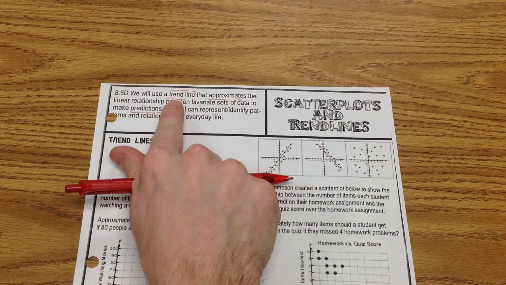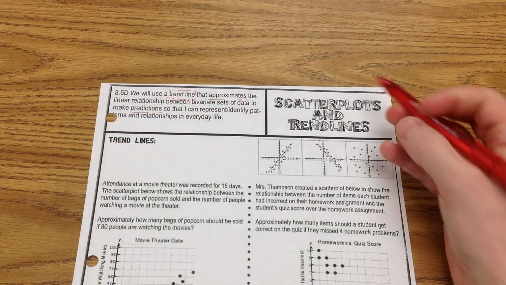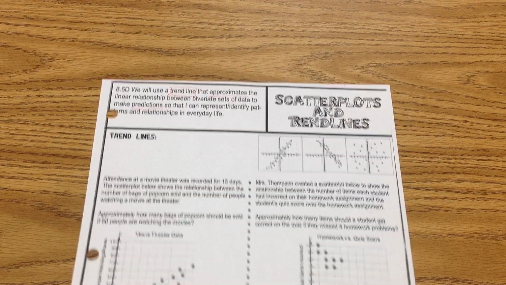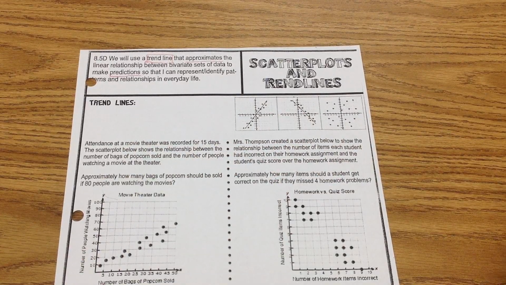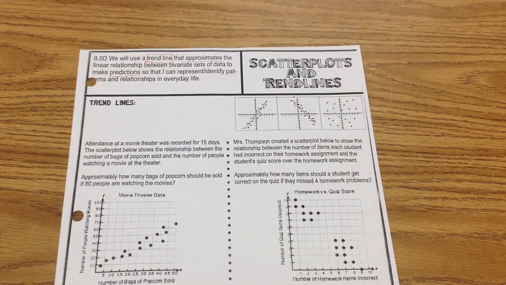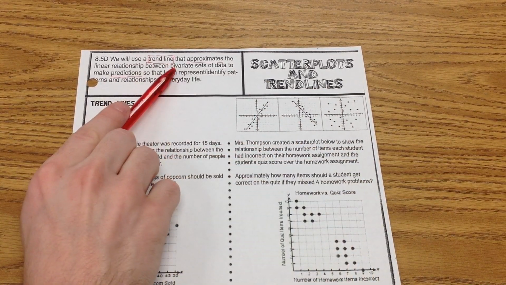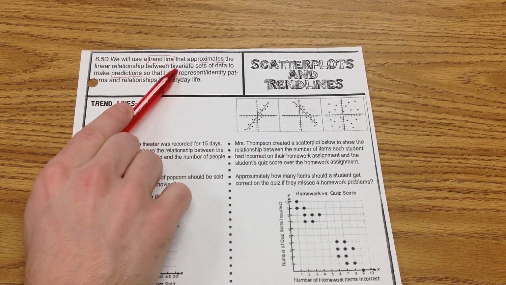So we're going to talk about a trend line, and we're going to use it to make some approximations and some predictions. And we're doing this for scatter plots. So a scatter plot, what's a scatter plot? If you look at your paper, it's all these graphs you see here. A scatter plot is just a graph, and it has all these dots. And these dots are measuring two variables. That's where this word bivariate comes from. We're measuring two variables.